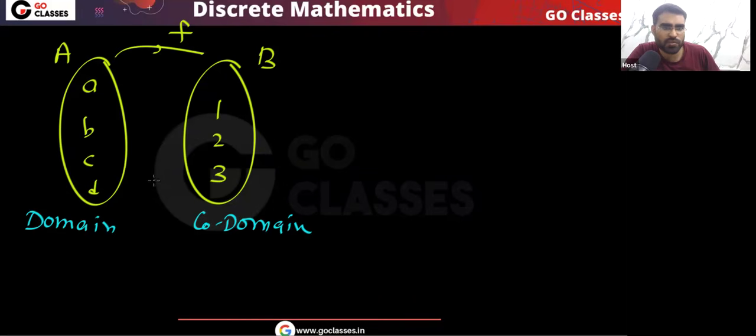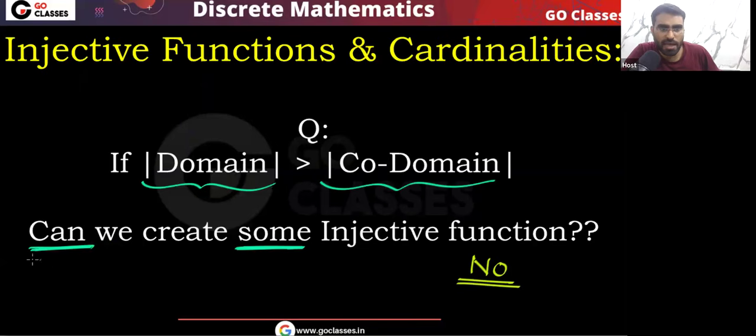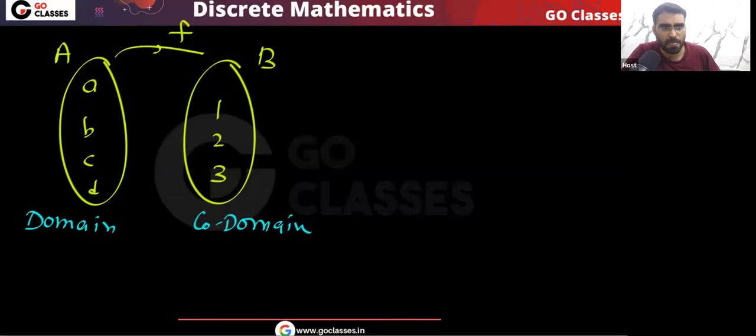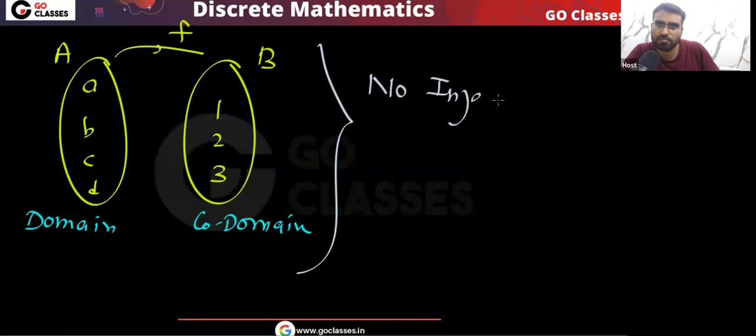Can you create some injective function? Okay, just give me some injective function. Can you give me? The answer is no. Okay, no injective function from A to B is possible.